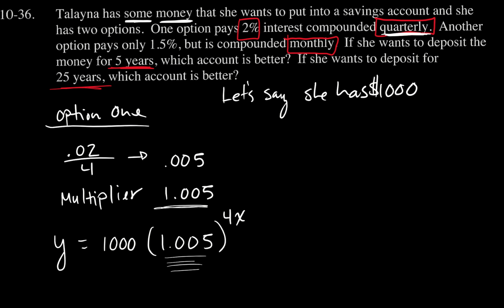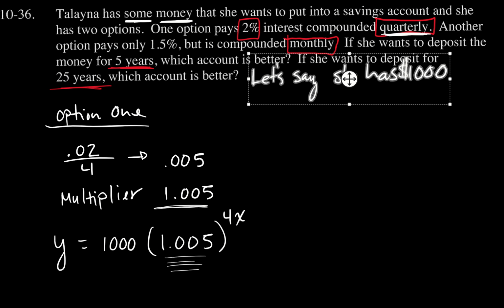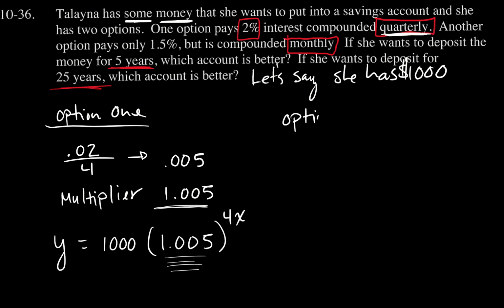Okay, so now we see this pattern here. Let's see if we can do the same thing for option 2. It'll be easier now that we see what's going on. So for option 2, the interest here was 1.5%. Let me write that as a decimal though, so that'd be 0.015.